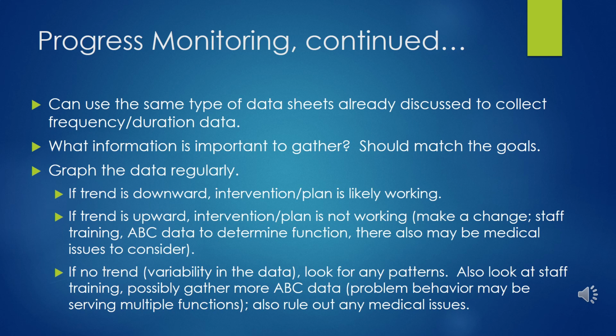And also, if there's no trend, if the data is very variable, so a lot of variability in the data, meaning up or down all over the place, you can look for any patterns. Also look at staff training, possibly gathering more ABC data, because the problem behavior may be serving multiple functions, and you want to rule out any medical issues.